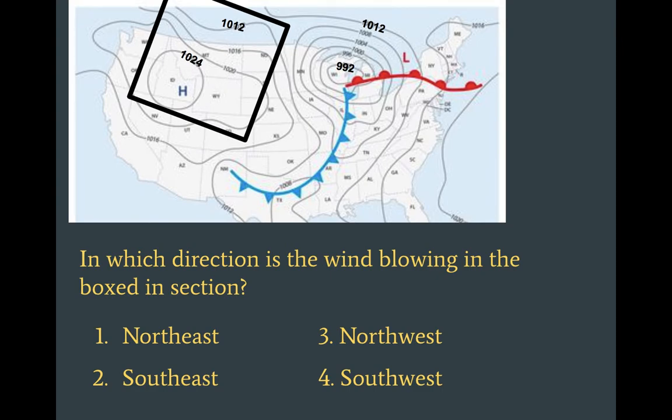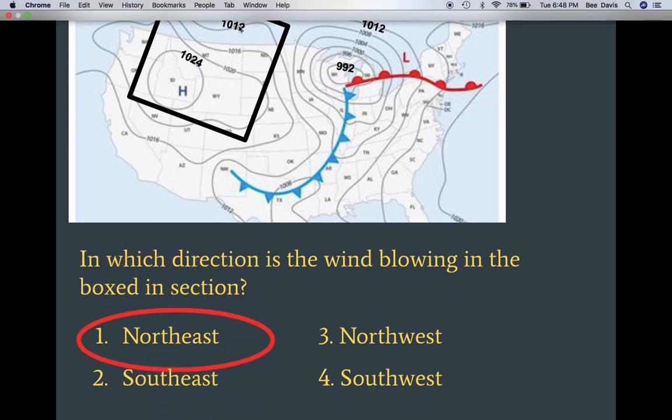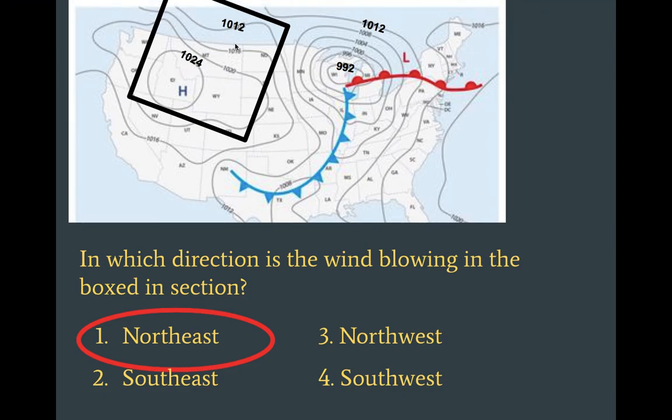In which direction is the wind blowing in the box section? Northeast, southeast, northwest, or southwest? So in this section here, which direction is the wind blowing? So remember, you're looking for the high and the low, and wind always moves from high to low. So this one is moving northeast. It's moving in this direction here. All right, from 1024 to 1012.